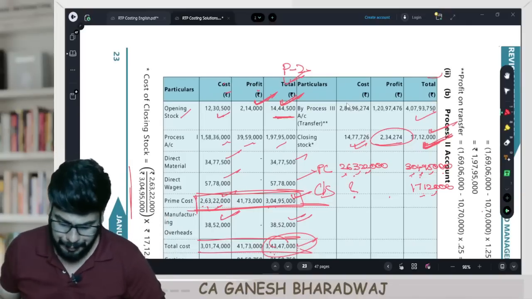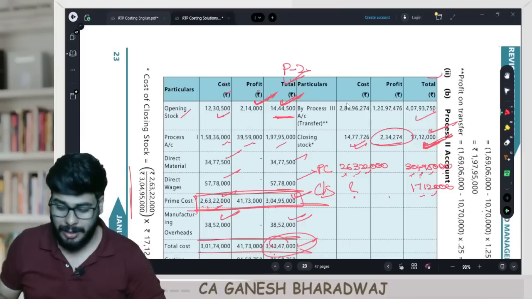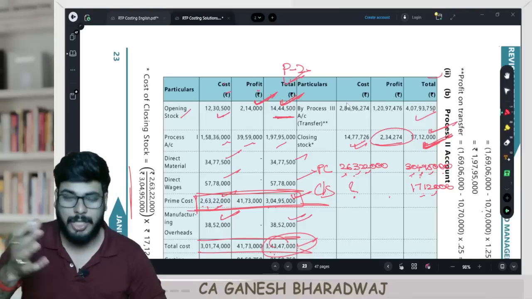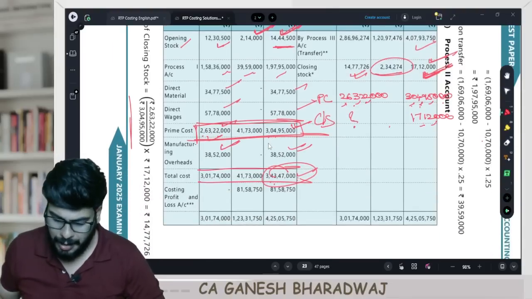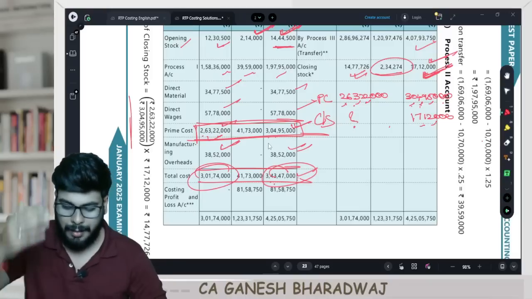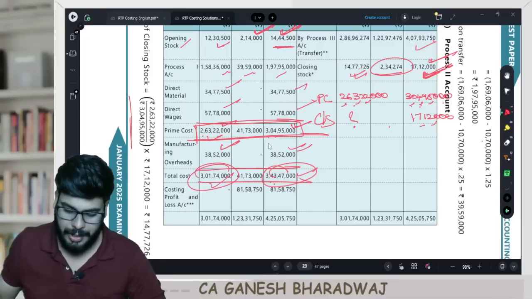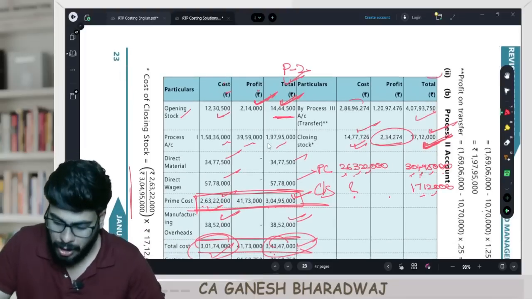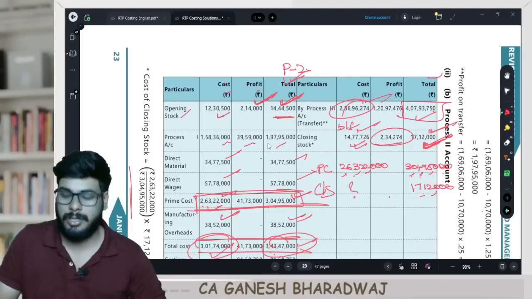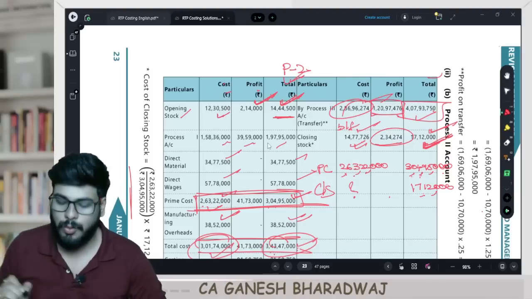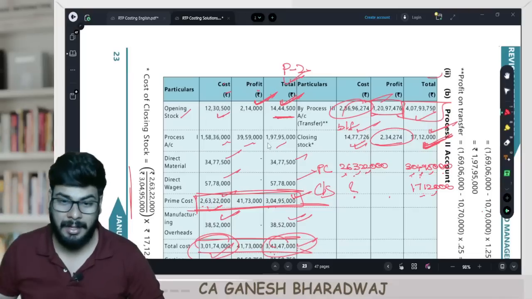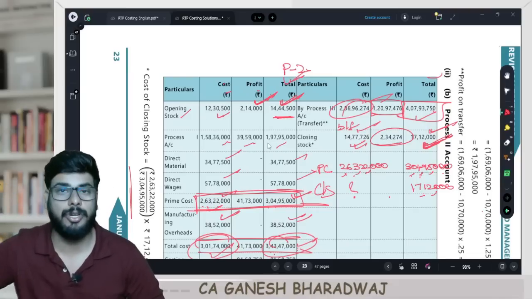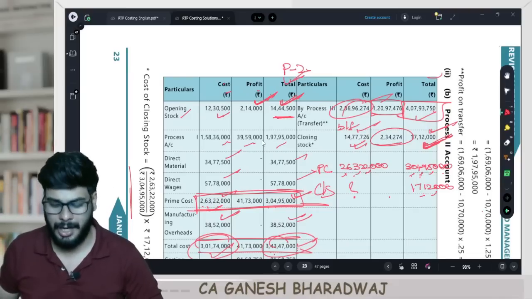Right now, sir, how do you calculate the cost pertaining to the goods transferred to this particular process? Very simple, balancing figure. So this cost column has a total of 301,74,000, right? Minus the cost of closing stock, you will arrive at the balancing figure, and you have this figure now, you have the cost now. The difference between these two, you will arrive at what? You will arrive at the profit inside the output transferred from process 2 to process 3. Are you clear with this?